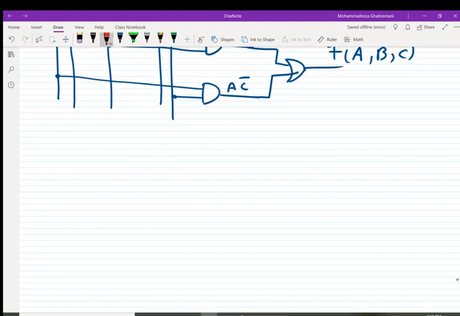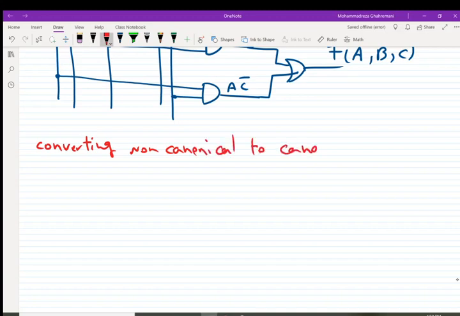So, converting non-canonical to canonical form. Okay, I'll show it with examples.